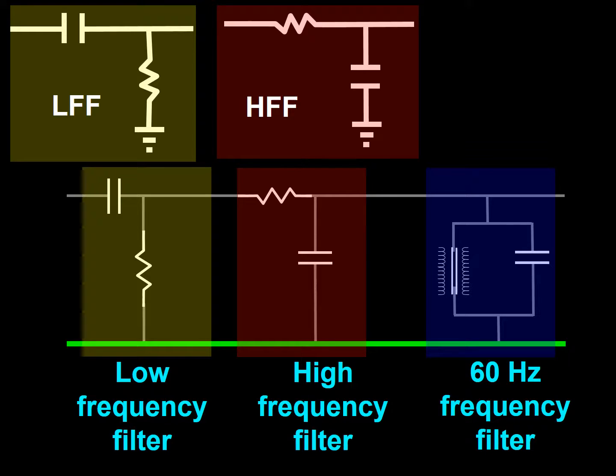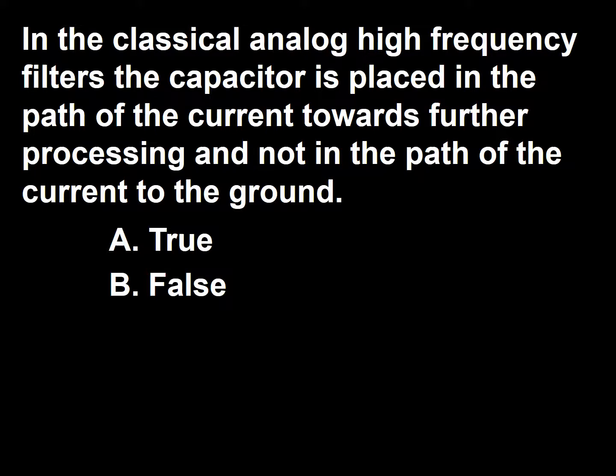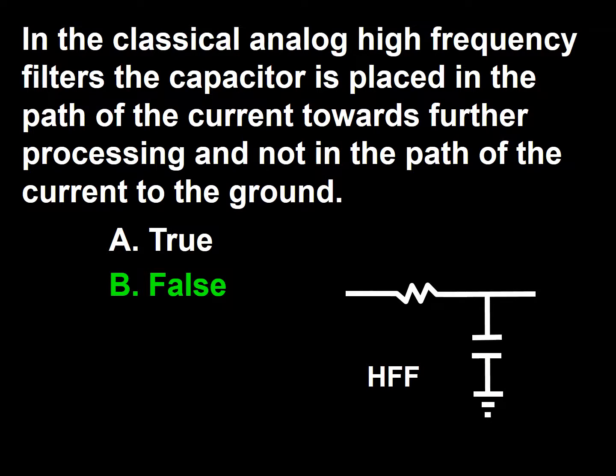And a 60 Hz frequency filter. 60 Hz frequency filters can be depicted as an inductor and a capacitor in the ground arm of the circuit and no elements in the active arm of the circuit. So the answer to this question is false.